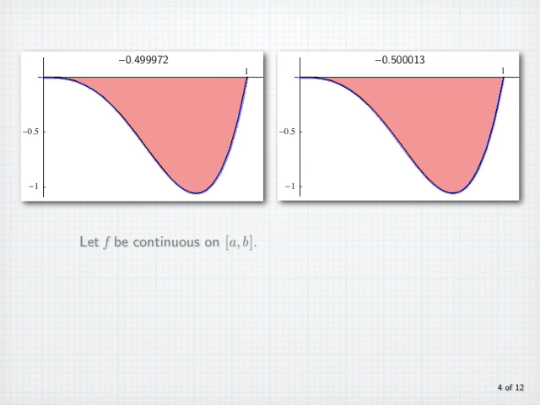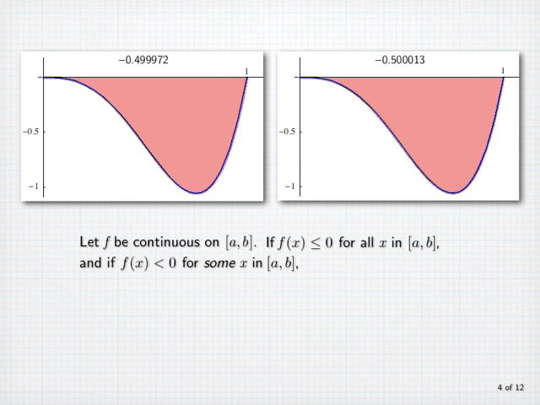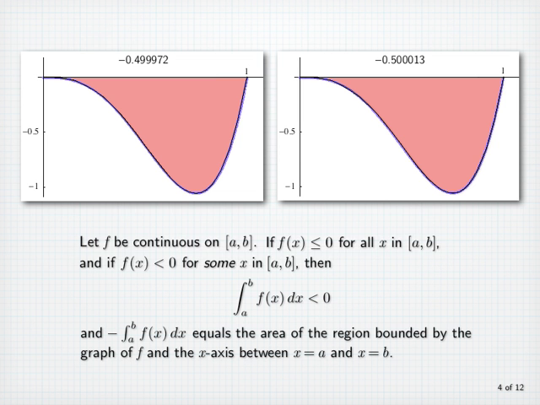In general, if f is a continuous function on an interval [a, b], and if f(x) is less than or equal to 0 for all x in [a, b], and if f(x) is negative for some x in [a, b], then the integral from a to b of f(x) dx is a negative number, and minus the integral from a to b of f(x), which is a positive number, equals the area of the region bounded by the graph of f and the x-axis between x equals a and x equals b.